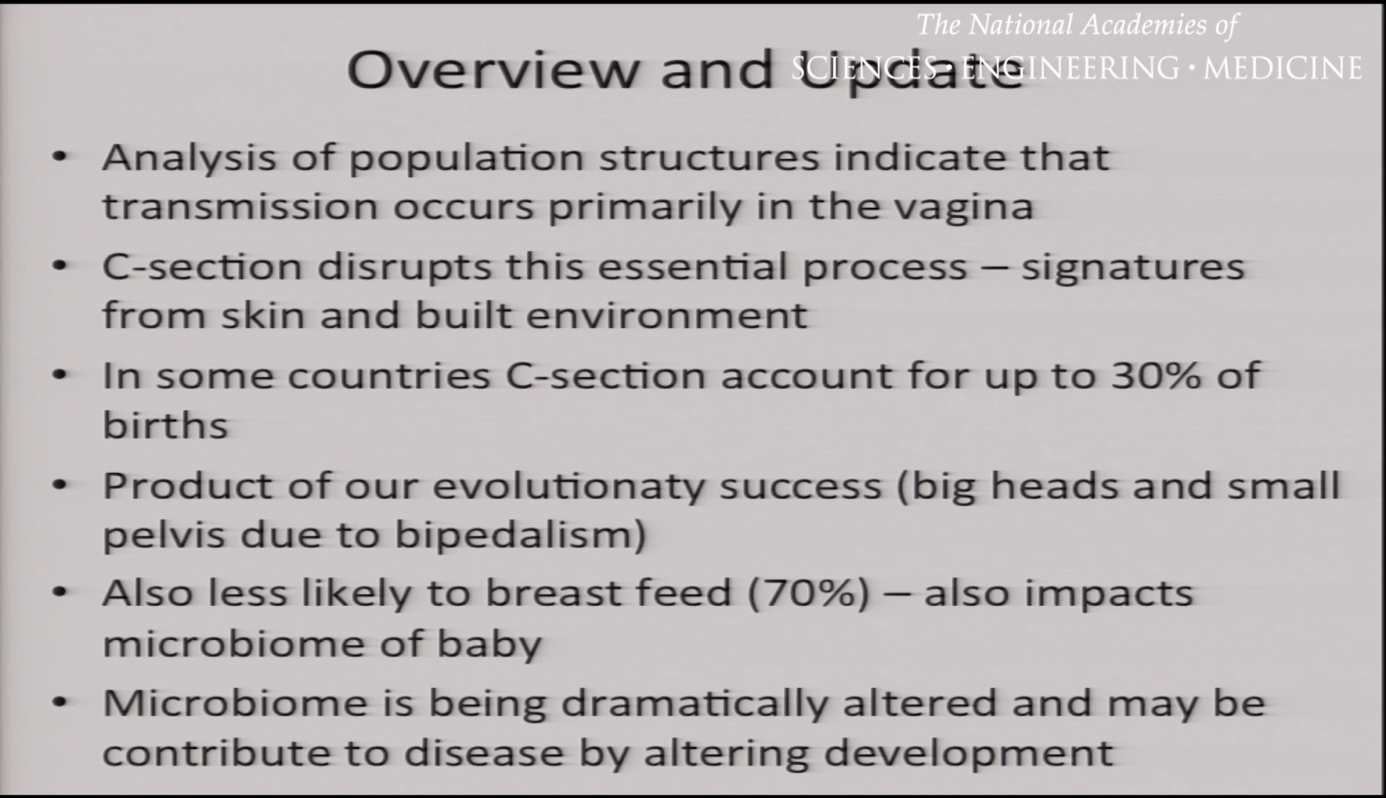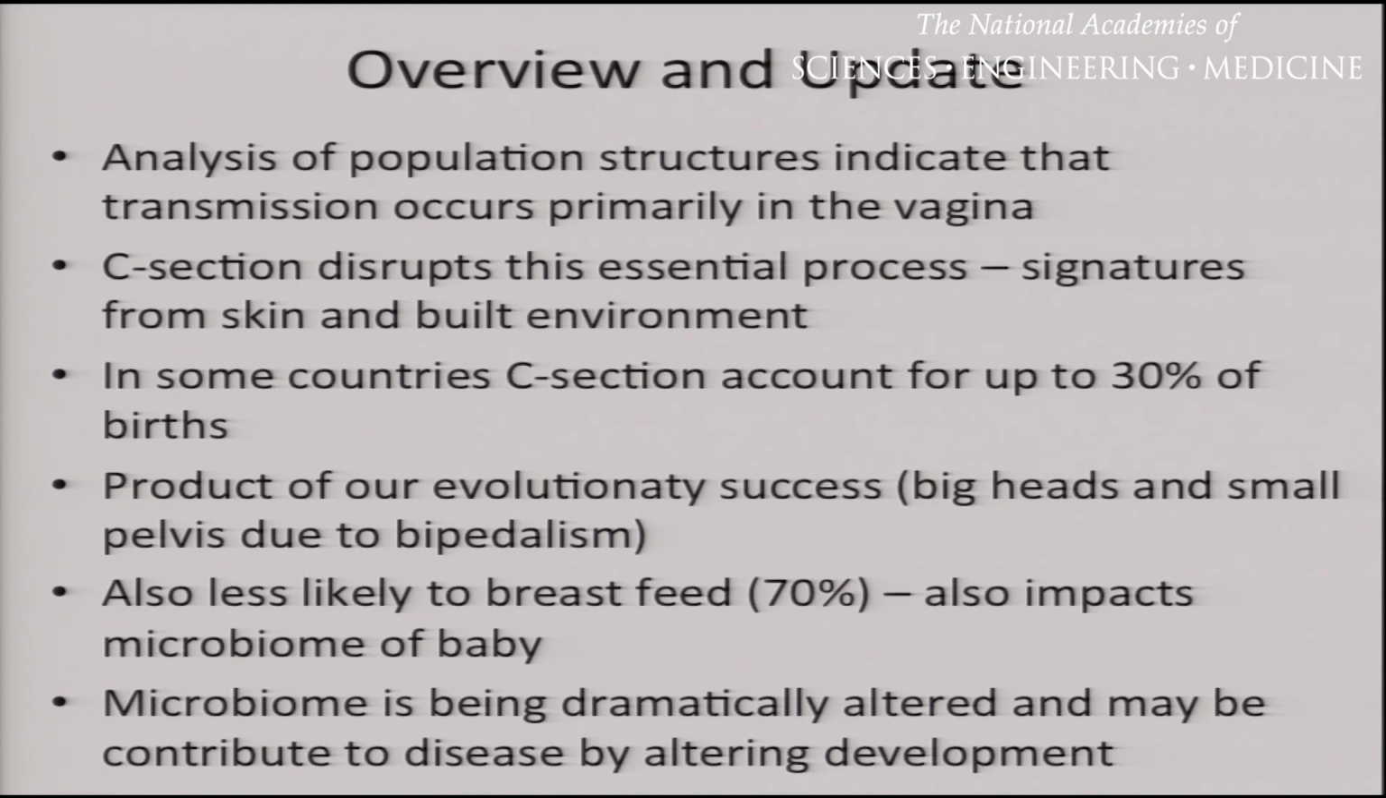That's probably a product of our evolutionary progress. We have big heads, and because we're bipedal, we have small pelvises. That goes along with a reduction in breastfeeding for the most part, and up to 70% of kids are not breastfed, which is another way that the microbiome was transmitted.